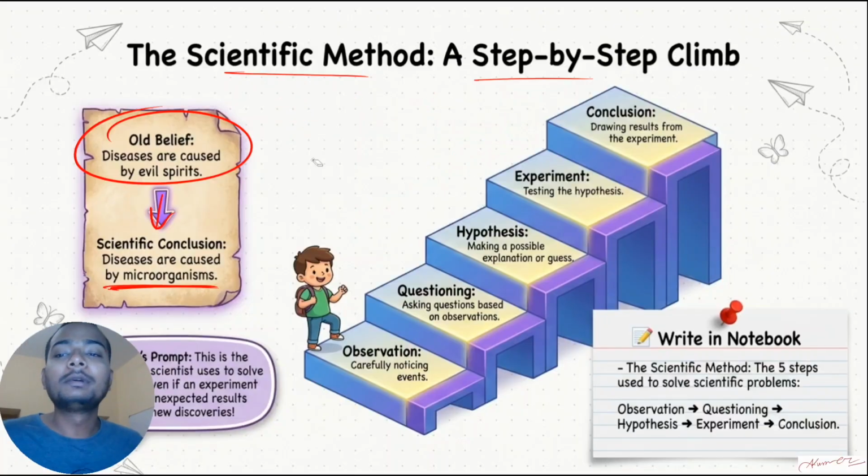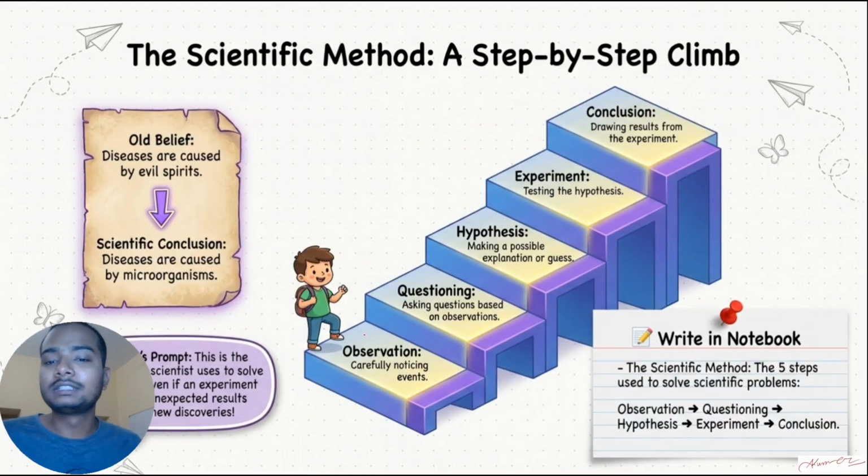Now, talking about these 5 steps, in the very first step comes the observation. Observation means carefully observing and noticing the events. Let's say I'll take an example: there's one plant which is kept in the sunlight, and another plant which is kept in a dark room. You observe that the plant kept in the sunlight grows better, grows faster. So that is your observation, right? You try to understand not just that example.